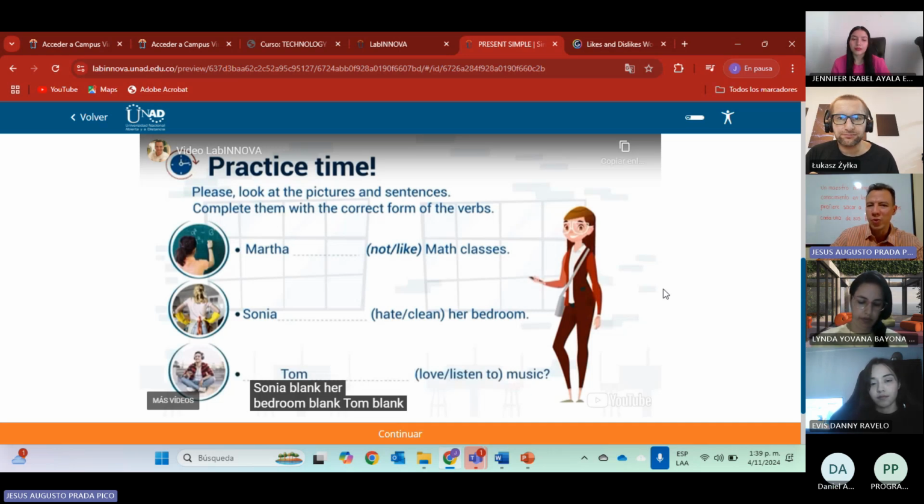Exactly. Because for third person singular, we use the auxiliary does. And in negative form, we use doesn't. Excellent. Now what about the second sentence? Who wants to participate? Sonia, but in that case it is an affirmative sentence with the verb hate, yes, and the verb clean to complement the expression.